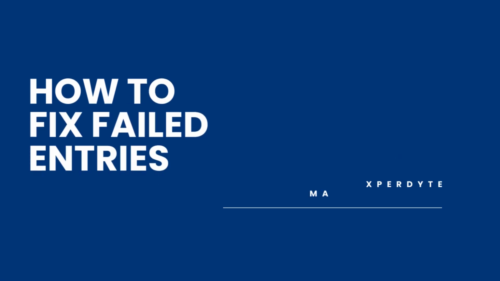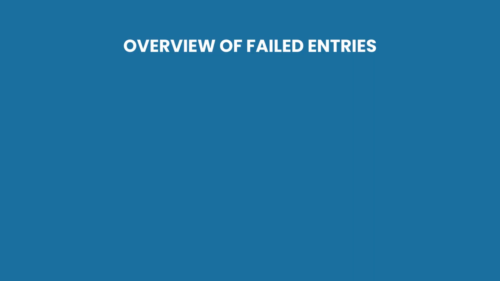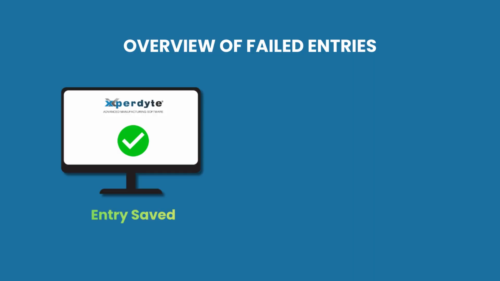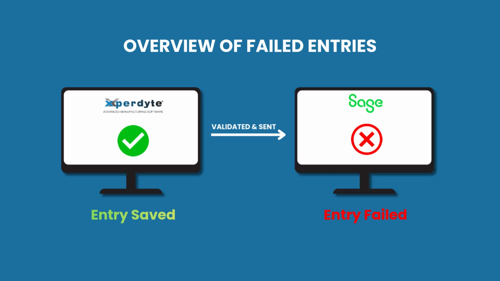In this video, we will go over how to fix failed entries that were saved in Xperdyte, but not the accounting system. Overview of failed entries. Xperdyte requires all financial entries captured during works order processing to post successfully to the accounting system. While Xperdyte validates these entries, it is possible for an entry to be accepted and saved within Xperdyte, but subsequently rejected by the accounting system.